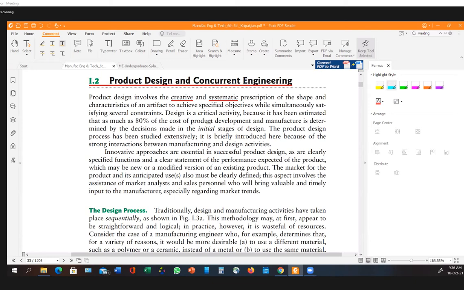Now, design or product design is very important because if we do not design properly, we end up either not being able to manufacture, over engineering it, or our product not performing as per the need. So এখানে একটা খুব সুন্দর স্টেটমেন্ট দিয়েছে. An estimated 80% of the cost of product development and manufacture is determined by decisions made in the initial stages of the design.